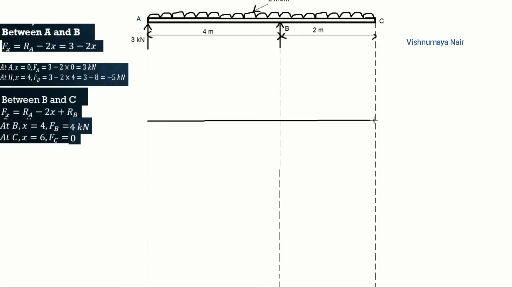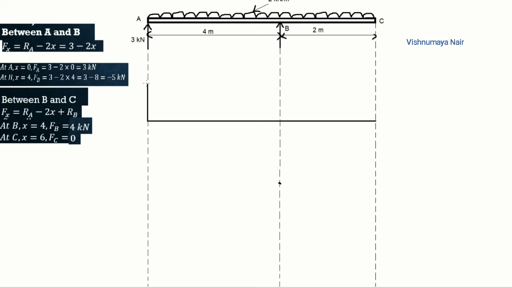For that, we have to draw the baseline first. Now at this point A, shear force is equal to plus 3 kilonewton. So we'll mark it above the baseline like this. So this much is 3 kilonewton. Now at this point B, shear force is minus 5 kilonewton. So let's mark that point like this. Okay. So this much is minus 5 kilonewton.